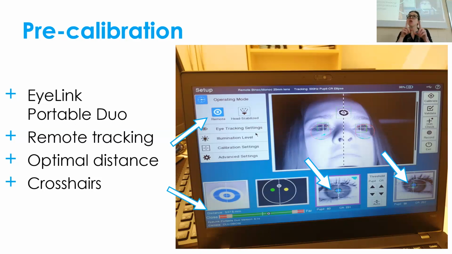Yes, so by remote, we don't mean remoting as in you are at home taking the experiment. We mean remote tracking. So you don't need to be strapped in to be fixed, you can move your head, right? So Sonia here is able to move her head freely because there is the third eye, as we like to call it. And kind of easier for the participant. Yes, it's the most ecologically valid, right? Because you're not stuck in this chin rest.